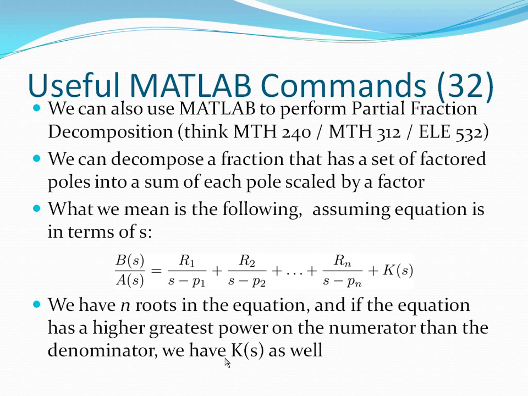What we mean is the following. If we assume that the equations are in terms of s, and we have b over a, remember, you can decompose these into poles: s minus p1, s minus p2, and so on and so forth. If you decompose the polynomial into its different roots, we can split up each root so that they're represented as a sum of terms. So when you have n roots in the equation, this means that you will have n fractions.